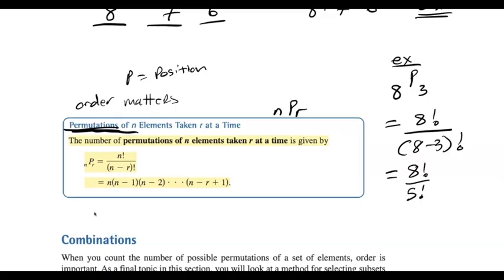Remember the trick to doing this is you get the bigger number and you break it down until it matches the bottom number. This is going to be 8 times 7 times 6 times 5 factorial. And I'll stop there because that 5 factorial cancels with this 5 factorial. And you get 8 times 7 times 6, also known as 336. That's permutation. If you're picking a smaller set out of a bigger set and order matters, we're going to do a permutation. That's the form we're going to use.